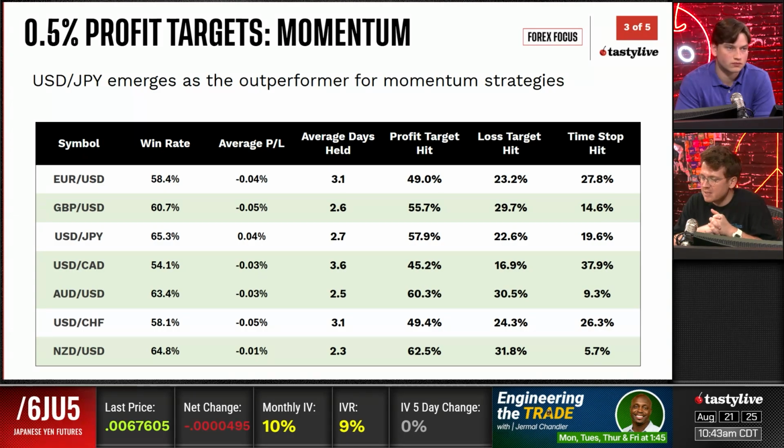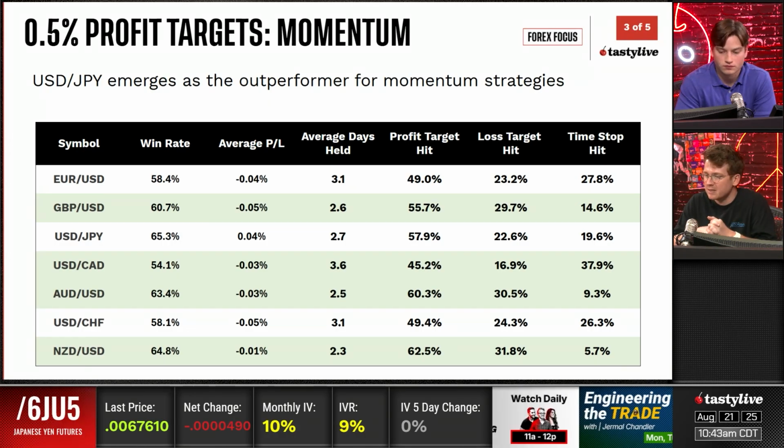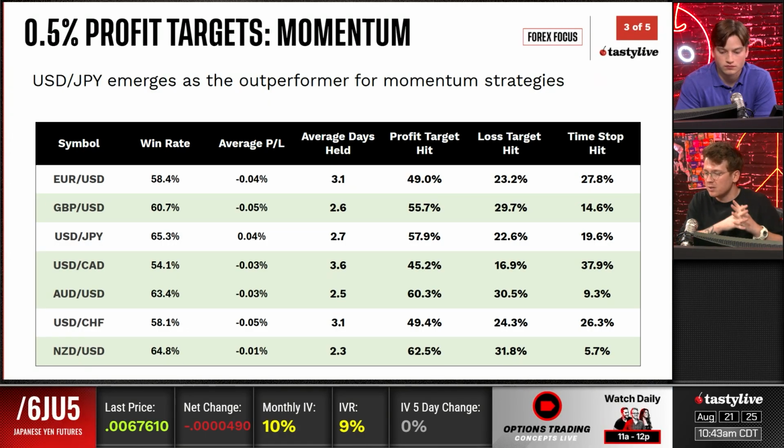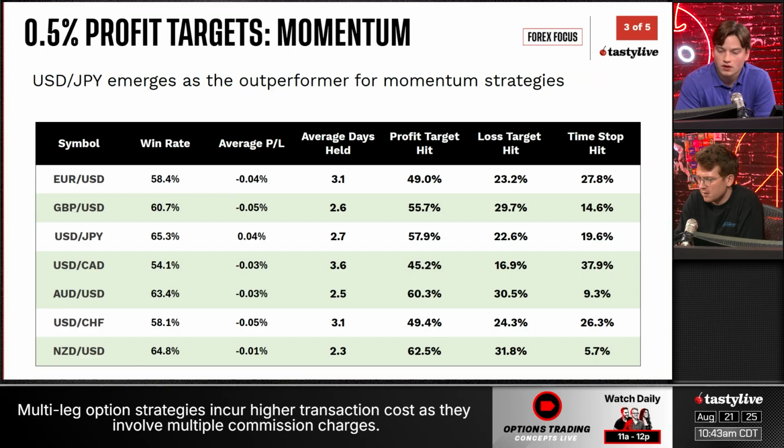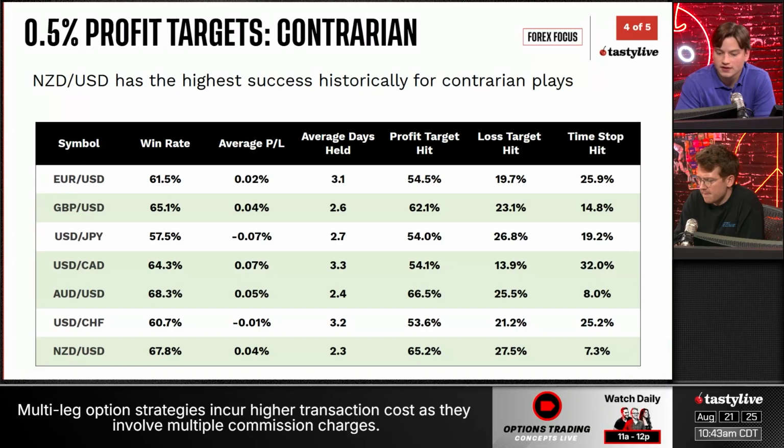I'm surprised that the win rate is so low for this strategy that's essentially saying I will risk 2 for every 1. I would expect that giving more leash to my losses should expand my win rate here. And on the momentum side, we're not seeing it. I'm interested to see if we're going to see it on the contrarian side. Yeah, let's flip over to the next slide and we'll cover contrarian strategies with the same criteria.